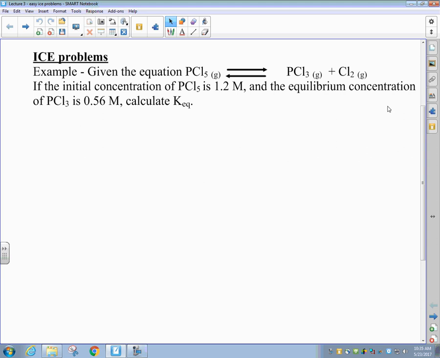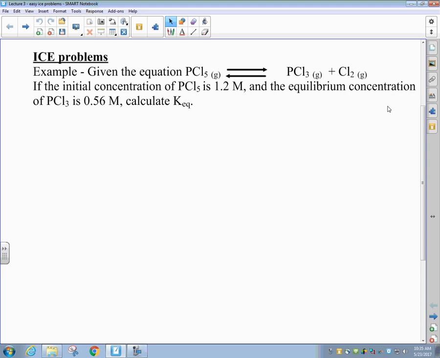The issue with the law of mass action problems that we have completed up to this point is that all the concentrations that have been given to you are concentrations that are already at equilibrium. Therefore, you could plug those concentrations directly into the law of mass action and calculate your KEQ value.